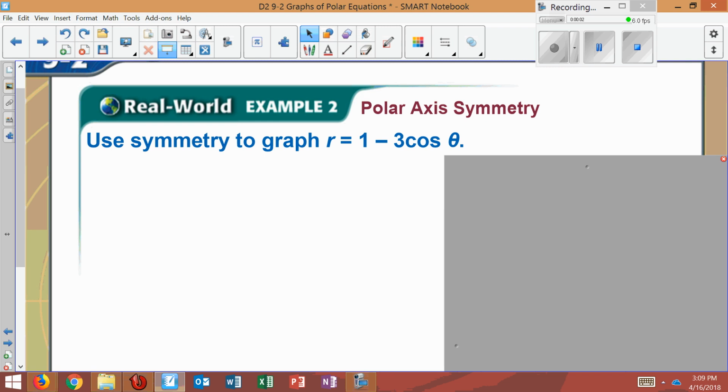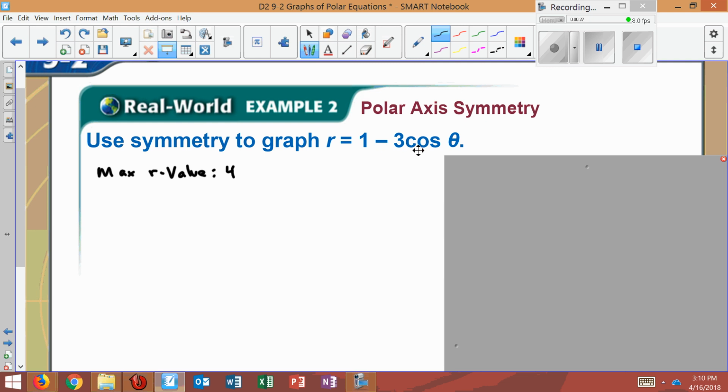Example 2, use symmetry to graph r equals 1 minus 3 cosine theta. So some tricks that we can learn first is the maximum value. The maximum r value will come from, in the previous problem, was just the number in front. Now that we have 2, you always combine. Ignore the negative for a second. We'll talk about that. But what is 1 plus 3? It is 4. So the maximum is going to be 4.